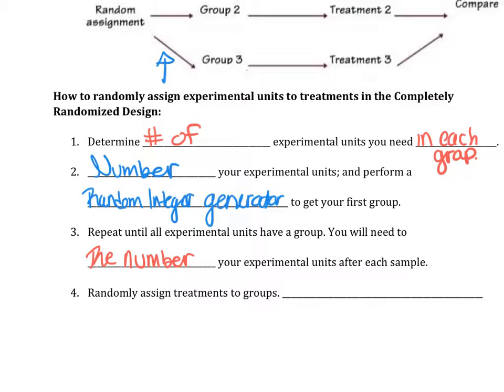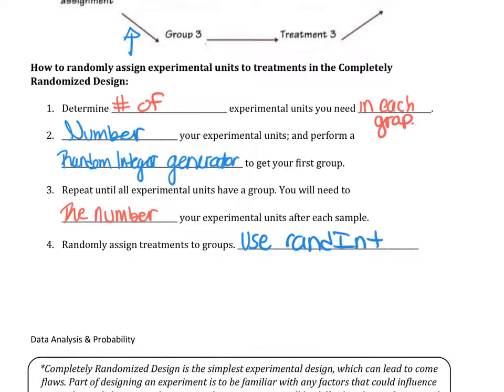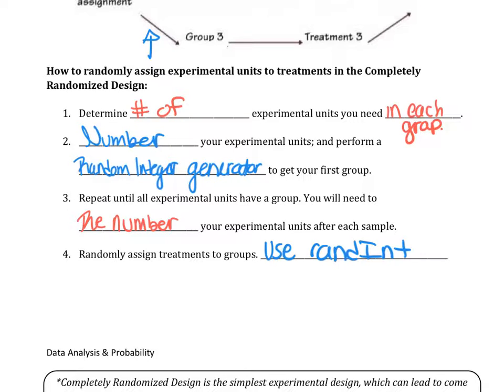And then once you have your 3 groups, now you just need to randomly assign treatments to the groups, again using the random integer generator in your calculator. Okay, so it's a lot of random integer generators here with this one. So if you flip to the next page, we'll do an example.